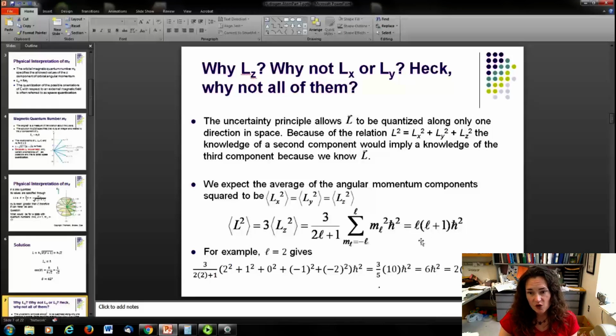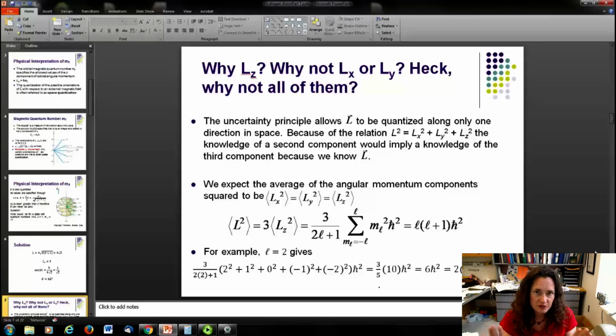Now you can show that this little summation is true, and I've chosen L equal to 2 to give you an example of that. So if L equals 2, then m sub L is 2, 1, 0, minus 1, and minus 2. And so I've done the sum for all the possible m sub L values there. And then I have 3 over 2L plus 1. That gives me 3 over 2 times 2 plus 1. And then I'll multiply everything by h bar squared. When I do that and simplify it, I get 3/5 times 10 times h bar squared. And then that gives me 6 h bar squared. Now, looking at the right-hand side of the equation, if I say L times L plus 1 times h bar squared, I get 2 times 3 times h bar squared, which is 6 h bar squared. So you can see that this little simple equation here describes reality very well.